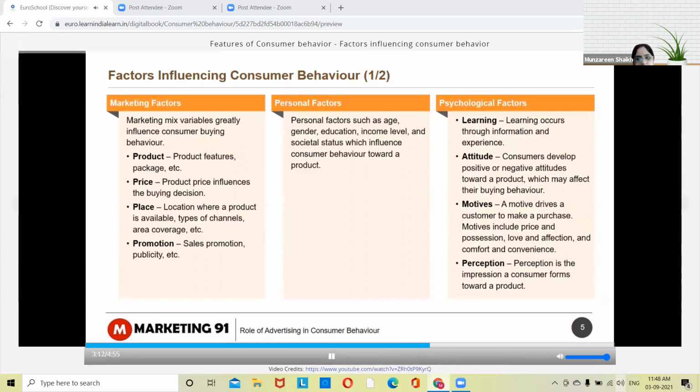Motive drives a customer to make a purchase. A marketer must identify a customer's buying motives and induce a positive response. Motives include price and possession, love and affection, and comfort and convenience. And lastly, perception, which is the impression a consumer forms towards a product.